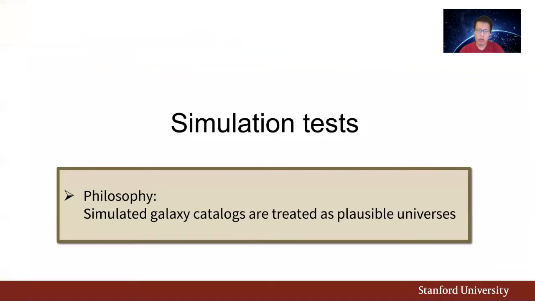A large part of this project is that we validate the analysis pipelines on simulations. So the philosophy we take is we simulate galaxy catalogs, and then we treat the mock galaxy catalog as a plausible universe, and we then run our measurements or the analysis pipeline on that to get a cosmology and check whether we can recover the input cosmology.